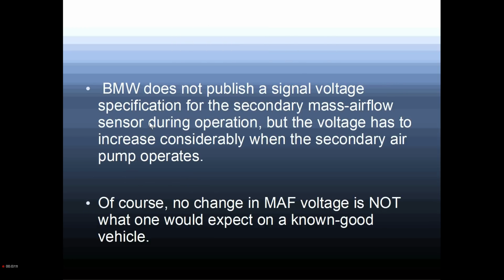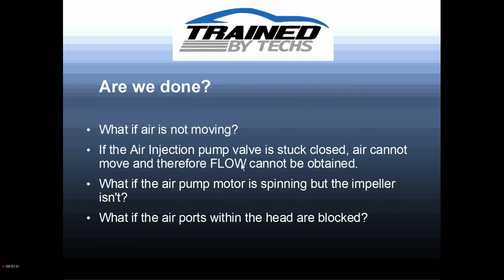BMW does not publish a signal voltage specification for that mass airflow sensor signal wire during the operation of the pump, but the voltage has to increase considerably when the secondary air pump operates. You would expect that voltage to change. Of course, no change in the mass airflow voltage is not what one would expect on a known good vehicle. Are we done? What if air is not moving?